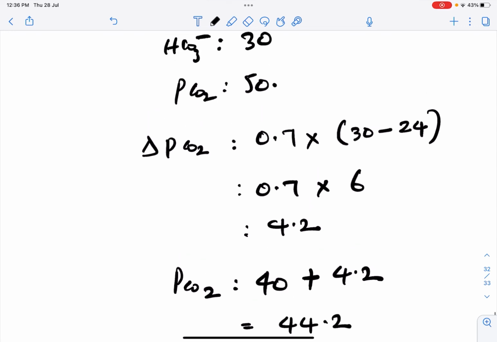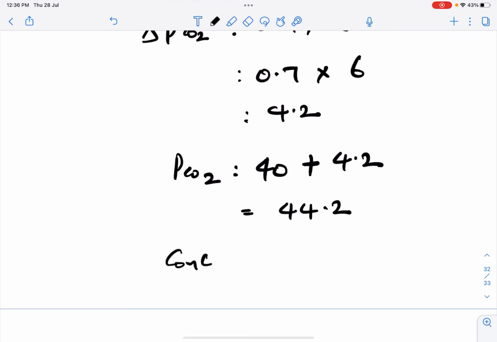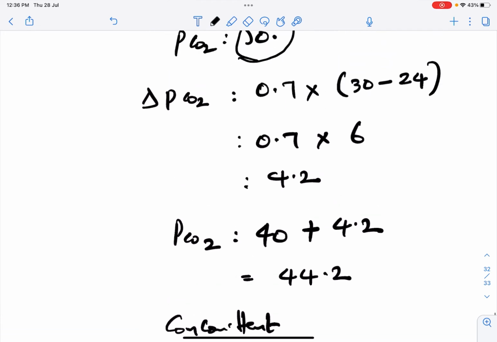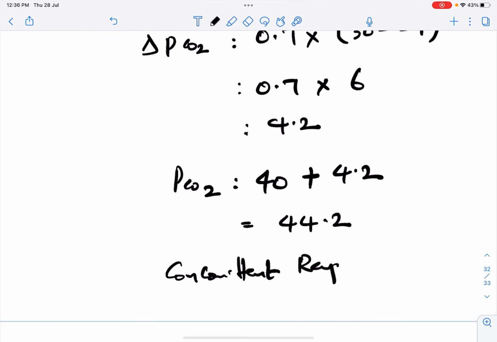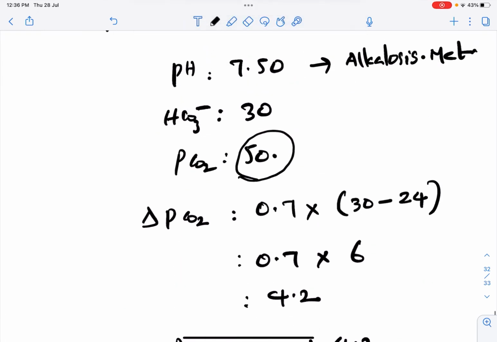But in our case the PCO2 is 50. So there is a concomitant, it is not overcorrected. Don't use the term overcorrected here also. There is a concomitant respiratory condition. Here the PCO2 is more, so it is respiratory acidosis. I think it is clear. If the PCO2 was 45, the compensation is said to be adequate. Or if it is 40, there is concomitant respiratory alkalosis. This is how we interpret metabolic alkalosis.